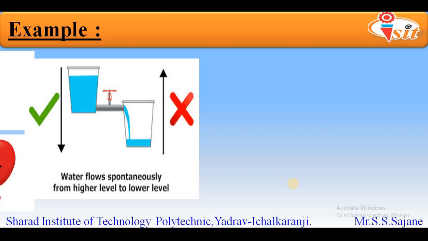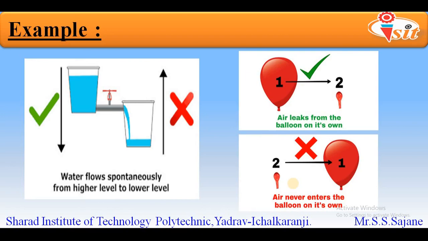Similarly, another example given is of a balloon. Air will leak from the balloon on its own. It will not require any external energy. However, if we want to transfer the air in the reverse direction, that is, the atmospheric air to enter that balloon, then naturally this will not occur. So for this purpose we have to again provide some work, so that the outside air will go inside that balloon. So this was all about the Clausius statement.